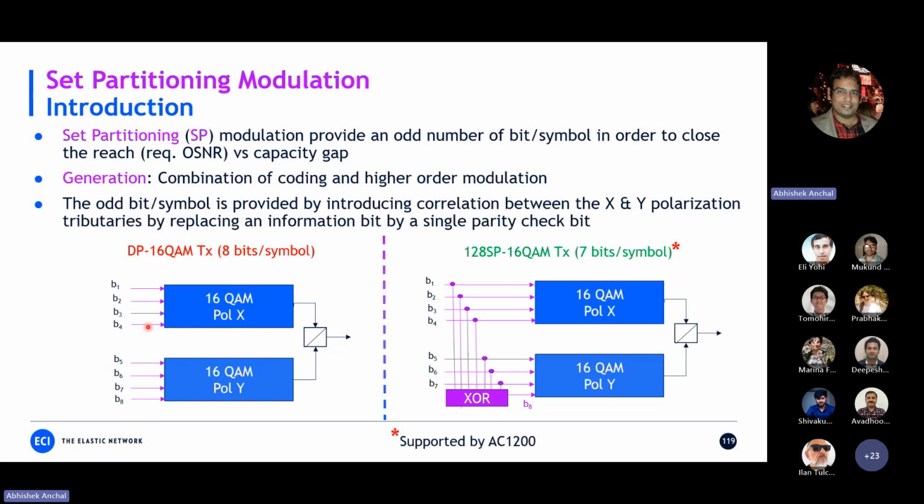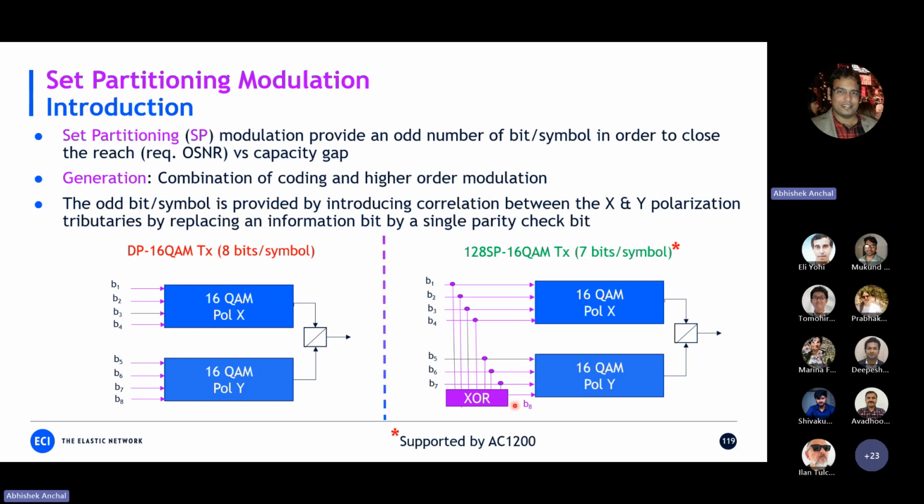And how they do it: they take all the 7 bits and they don't use the 8th bit for information, rather they create a certain logical function based on the 7 information bits. So effectively, they don't use the 8th bit, and the number of bits per symbol for DP 16 QAM becomes not 8, but 7. This means the number of symbols, which was 256, is reduced to half, 128. And this is called set partitioning modulation format. It's supported by Acacia 1200 and it's available there.